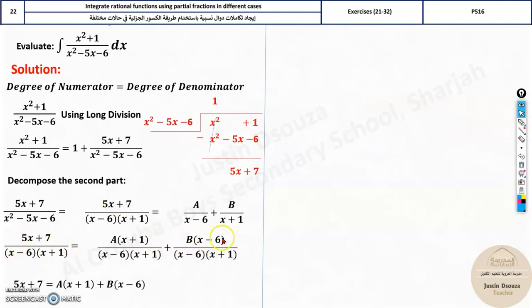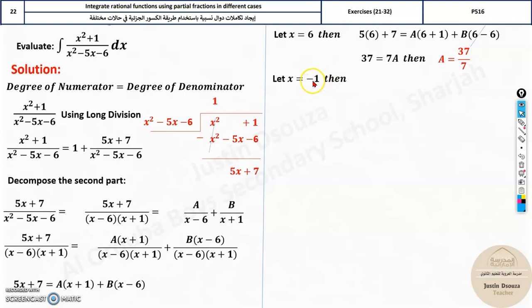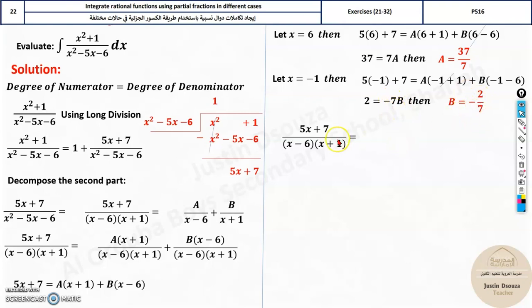All the numerators can be equated because the denominators are the same factors. Numerators are equated, and then let us consider one of the x values, that is x equals 6, and then you find the A value, and then take x equals minus 1, that's the other x value, and you can solve for B. And all you do is simplify and solve. B value is obtained, and now we can put it over here in the equation like this.